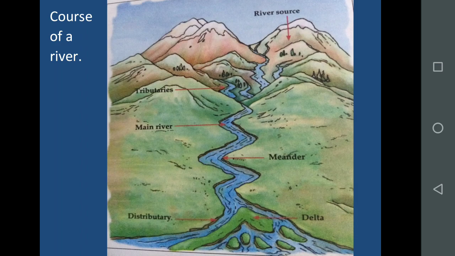The course, or journey or direction, of a river can be easily understood with the help of a diagram. We all know rivers originate in mountains, flow through plains, and join the sea or ocean. The course of the river is divided into three parts: upper course, middle course, and the lower course.